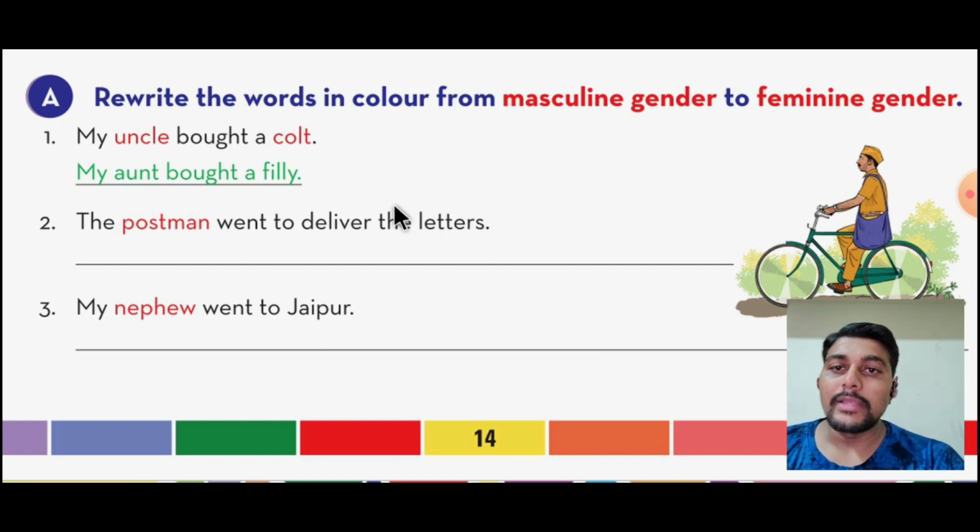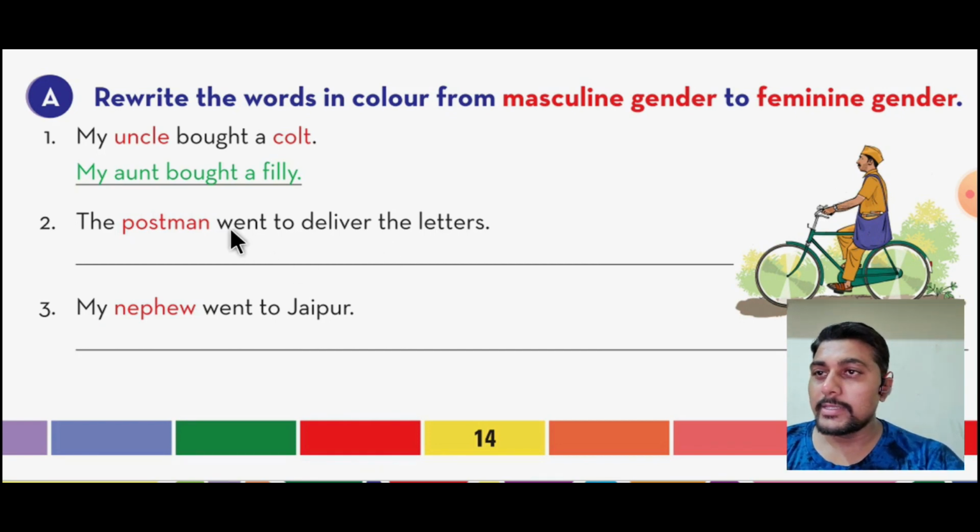First of all, let me clear one thing: you have to write all these answers in the textbook itself. In the 5th standard WhatsApp group, you will get the answer key of all these exercises. Right now, I will explain the answers orally, but you have to write these answers in your textbook itself, and they will be sent to you in the 5th standard WhatsApp group.